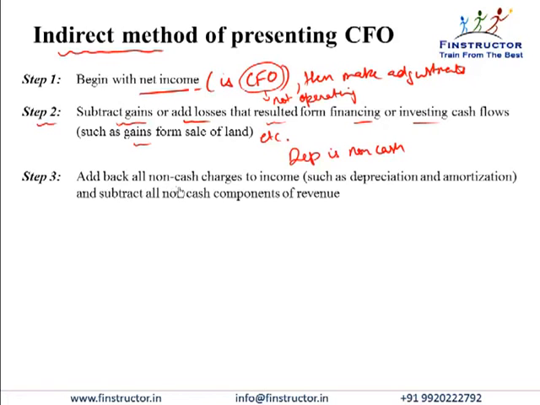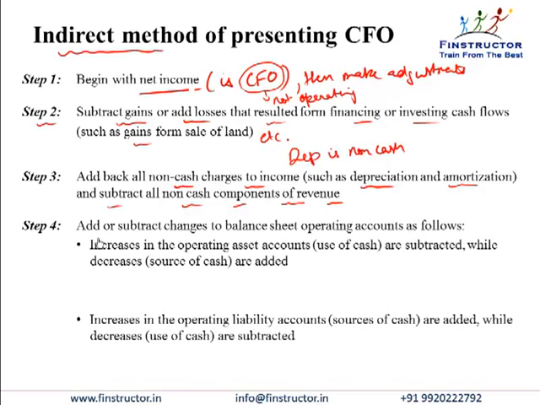So add back all non-cash charges to the income, like depreciation and amortization if it exists, and subtract all non-cash components of revenue. So if any revenue source was just from accrual accounting and I didn't receive the cash, then that also should be knocked off. Finally, we need to make adjustments because of balance sheet operating accounts, because if my operating accounts are changing, it may indicate that either cash has not come or excess cash has been received.